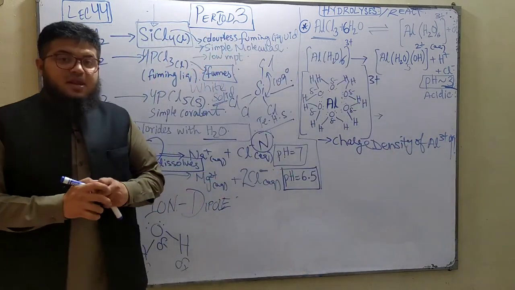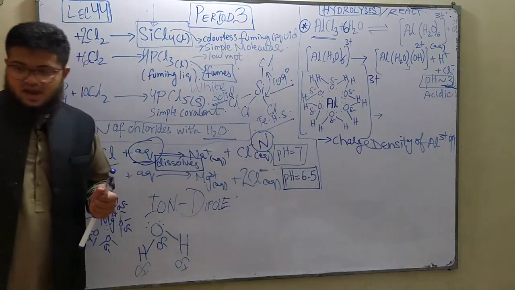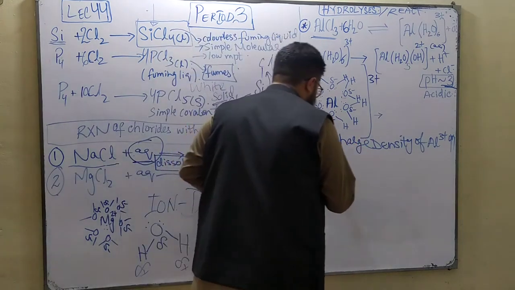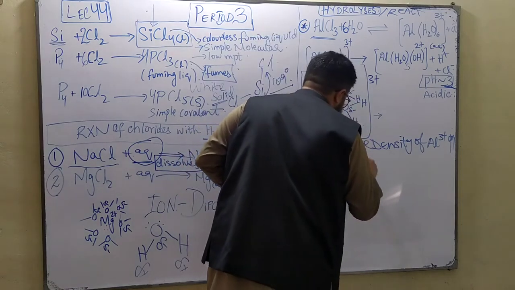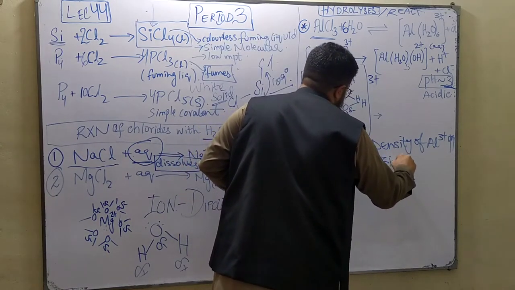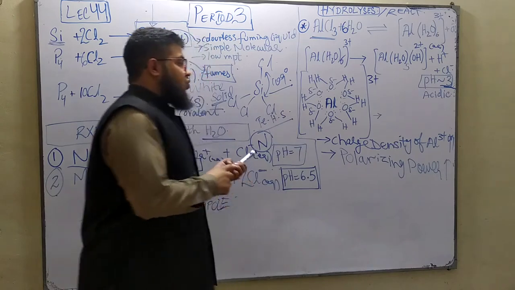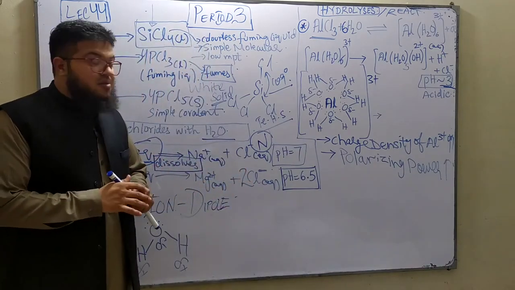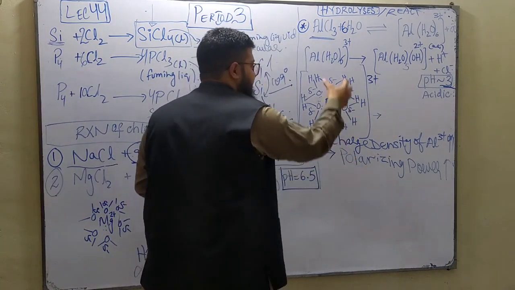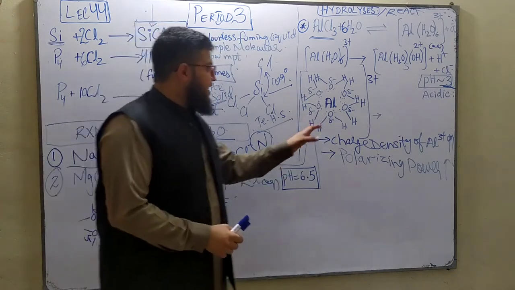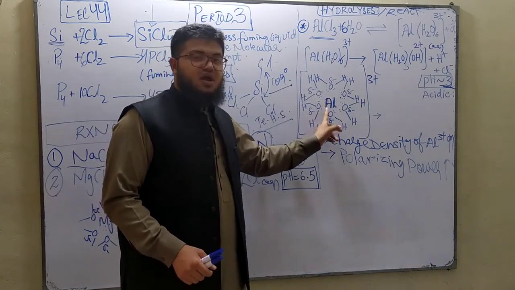Now if the charge density of aluminum is high, what's the significance of that? Basically, if the charge density is high, then the aluminum's polarizing power is also going to be high. What is polarizing power, by the way? Polarizing power refers to the ability of this aluminum to attract the electron density around it, basically the electron density of the water molecules which are around the aluminum.